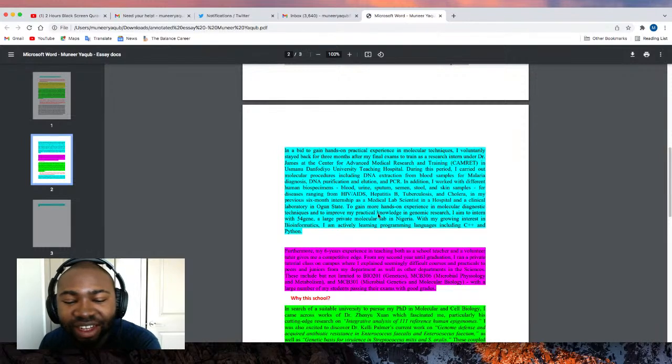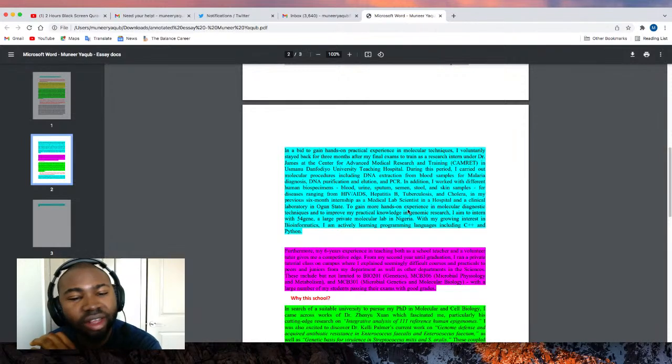The interesting thing is that at the time I had not even applied to that place, but I said there that to gain more hands-on experience in molecular diagnostic techniques and to improve my practical knowledge in genomic research, I aim to intern. I had no internship then. In fact, eventually I didn't even go to that place, but I put it in my SOP to show that even though I don't have that much experience, I still want to get more.